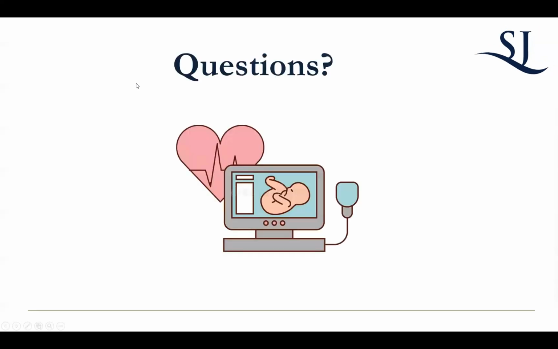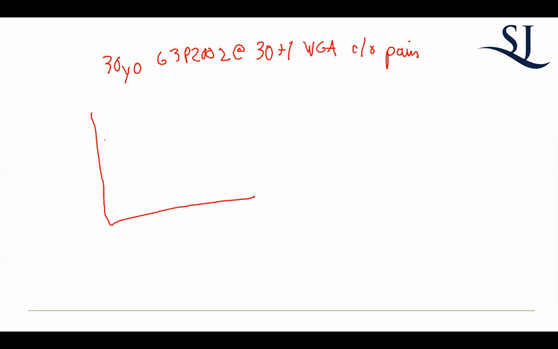So getting back to this. What we had was a 30-year-old G3 para 2002 at 30 plus 1 weeks gestational age, and she's complaining of pain. And then you had your fetal heart rate tracing, which more or less looks something like this. We had 1 contraction here. And this we said was 150.